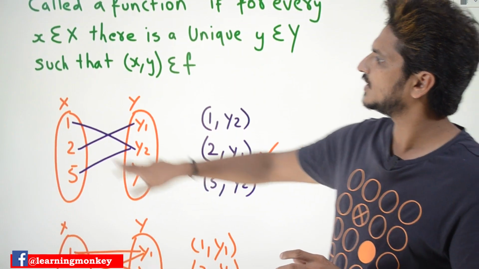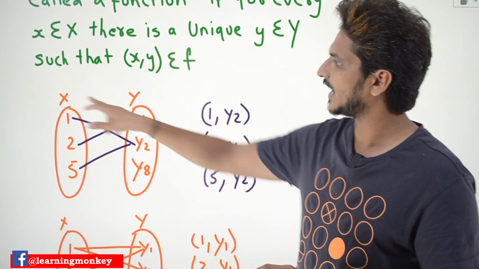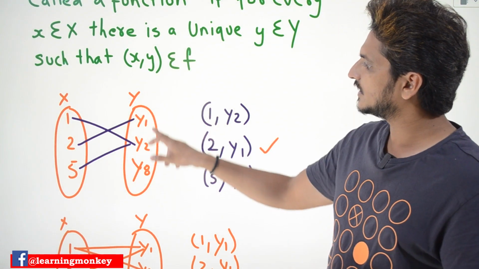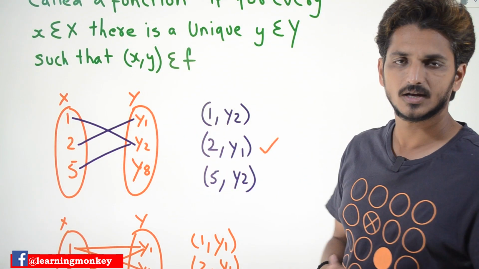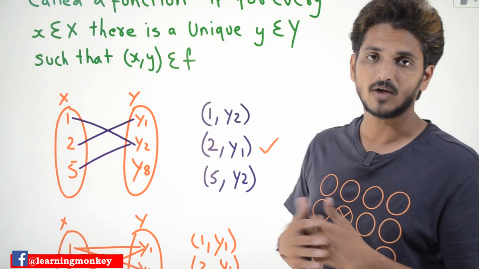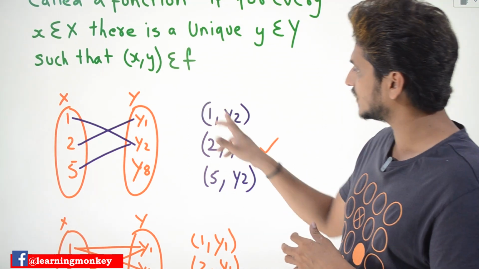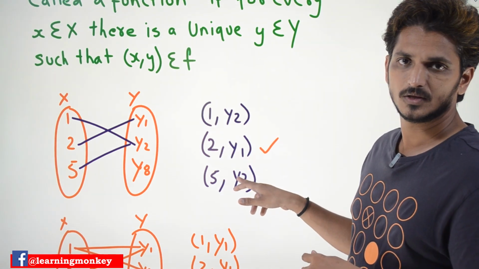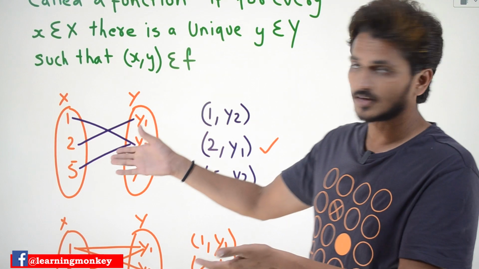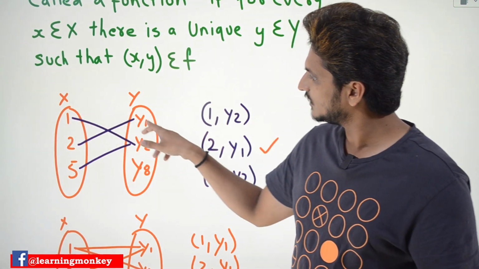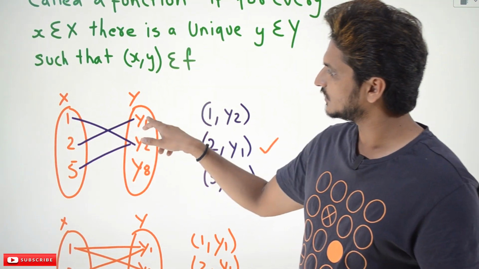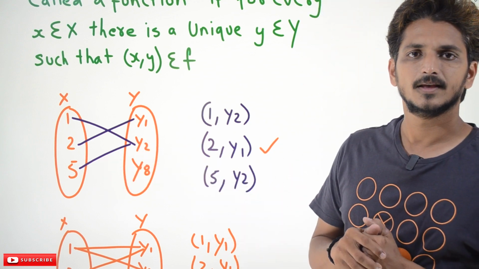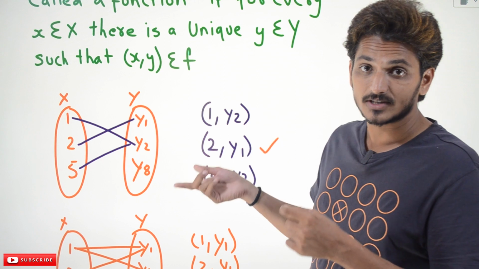Let's take an example. X is a set, Y is a set. The X set contains elements 1 to 5 and the Y set contains y1, y2, y3. These are the elements in the sets, and we have a relation: (1, y2), (2, y1), (5, y2). This is how we show it in functions. 1 is related with y2, 2 is related with y1, 5 is related with y2. Can we call this a function?